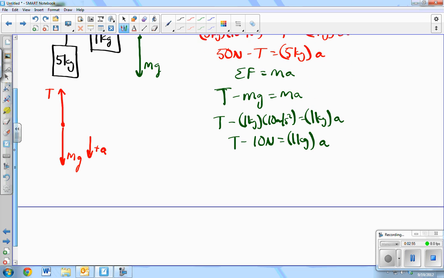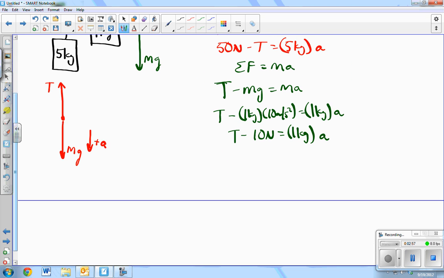Now we have that equation and 2 unknowns. So we have now 2 equations, one here and one here, with 2 unknowns. Algebra states that we can solve that by doing a substitution. I'd substitute this one since it's easiest to solve. Solve for tension here. Take that value, plug it in for tension right there.